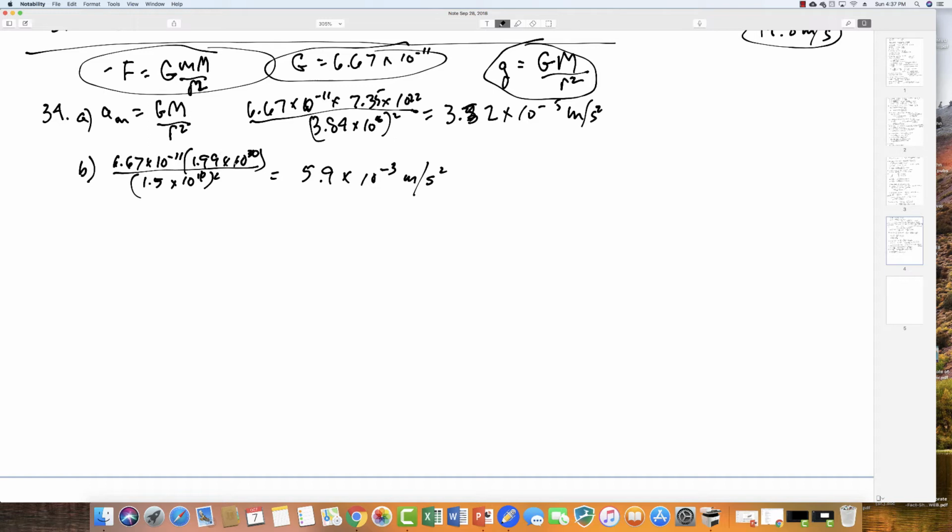The biggest reason that this is so much, a factor of 100 difference, is that the mass difference is much greater than the square of the distance difference. If you compare those two by dividing this number by this number, the effect of the sun is 178 times that of the moon.